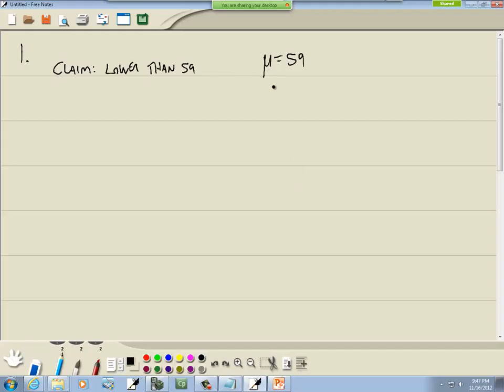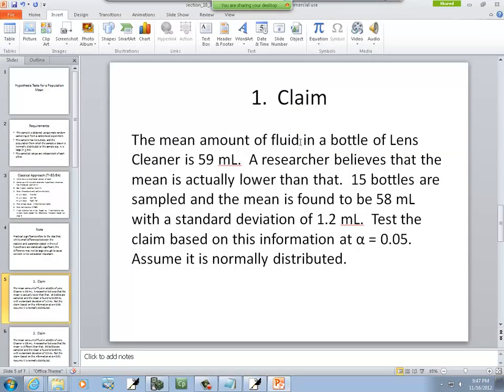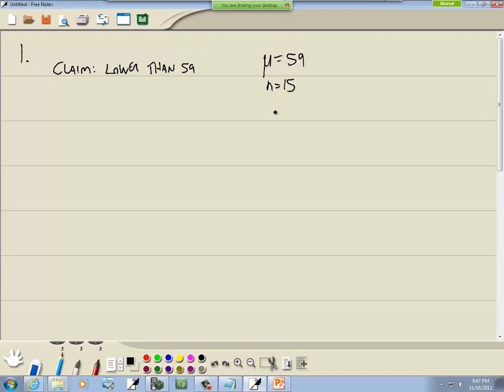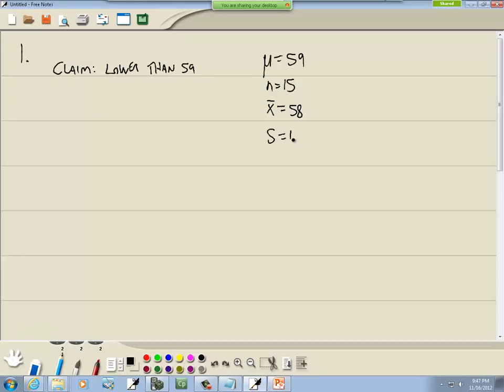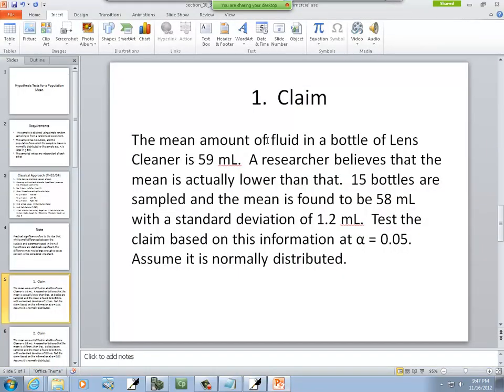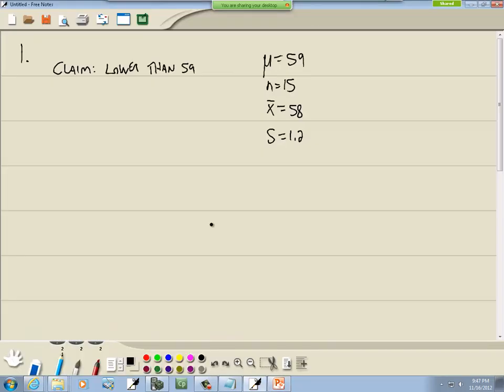15 bottles are sampled, so n is 15. And the mean is found to be 58 milliliters, so x bar will be 58, with a standard deviation of 1.2 milliliters. So that's s. Now these are sample values. That's why I used x bar and s, because it's referring to the 15. It says test a claim based on this information that alpha is equal to 5%, so alpha is equal to 0.05.